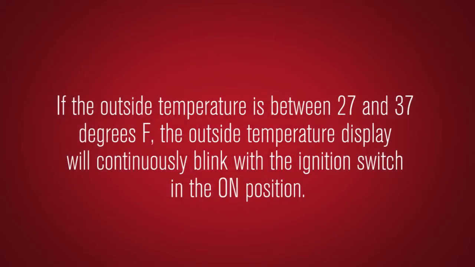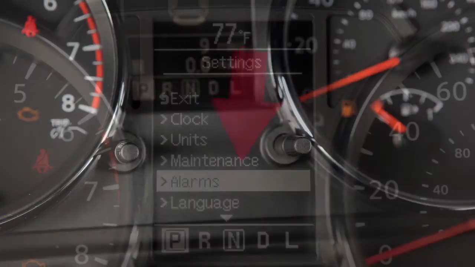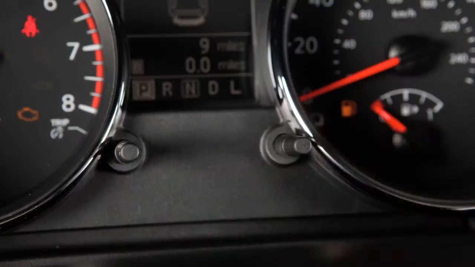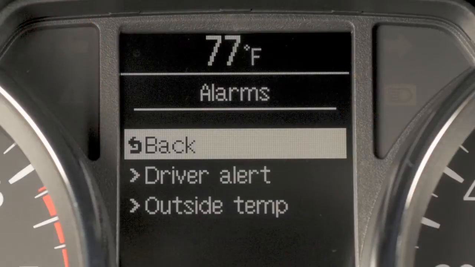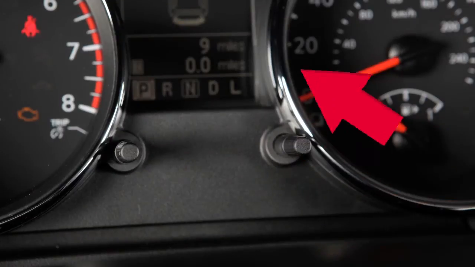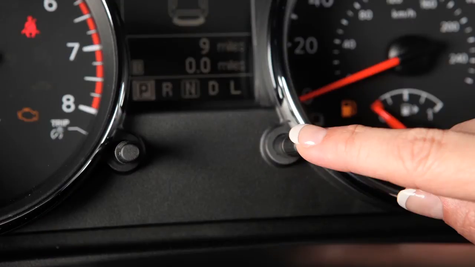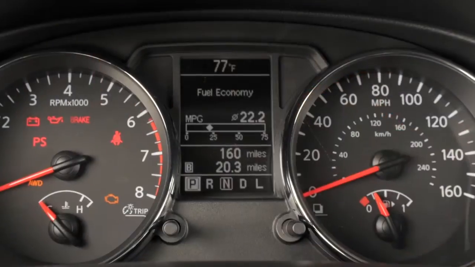If the outside temperature is between 27 and 37 degrees Fahrenheit, the outside temperature display will continuously blink with the ignition switch in the on position. To stop the display temperature from blinking, turn the mode switch until it reaches the Alarms menu, then push to Select. Next, turn to the outside temp mode and push to Select. Now, turn the switch until Off appears in the display and push the switch to Select. To exit the menu, push the mode switch again.